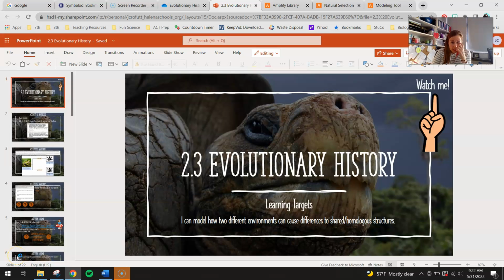Hey 7th graders, today's lesson is 2.3 Evolutionary History. Your learning targets for today: I can model how two different environments can cause differences to shared or homologous structures.